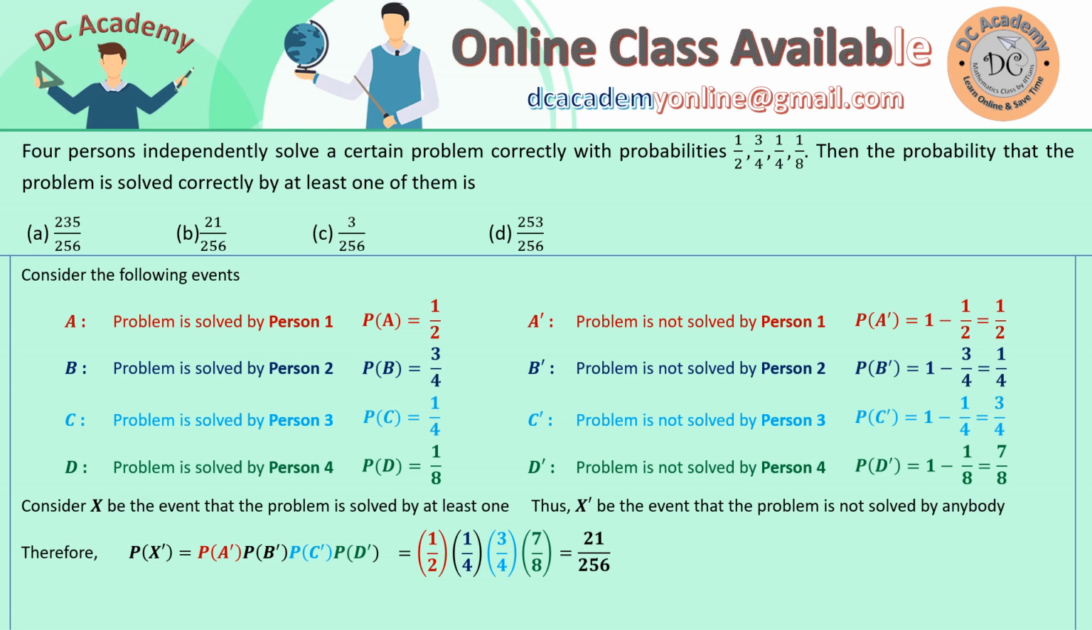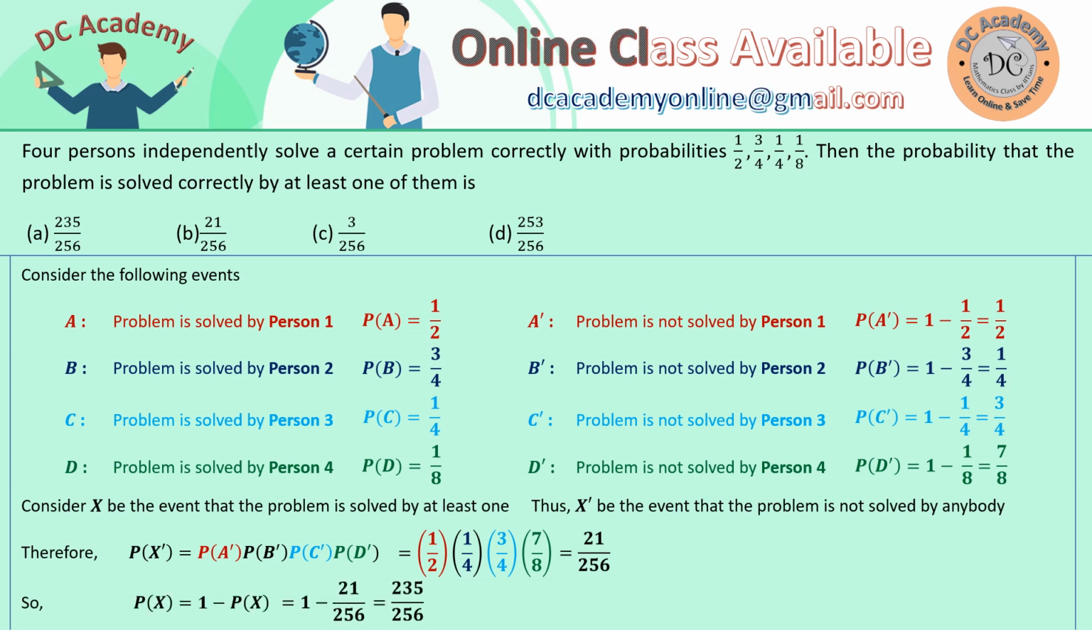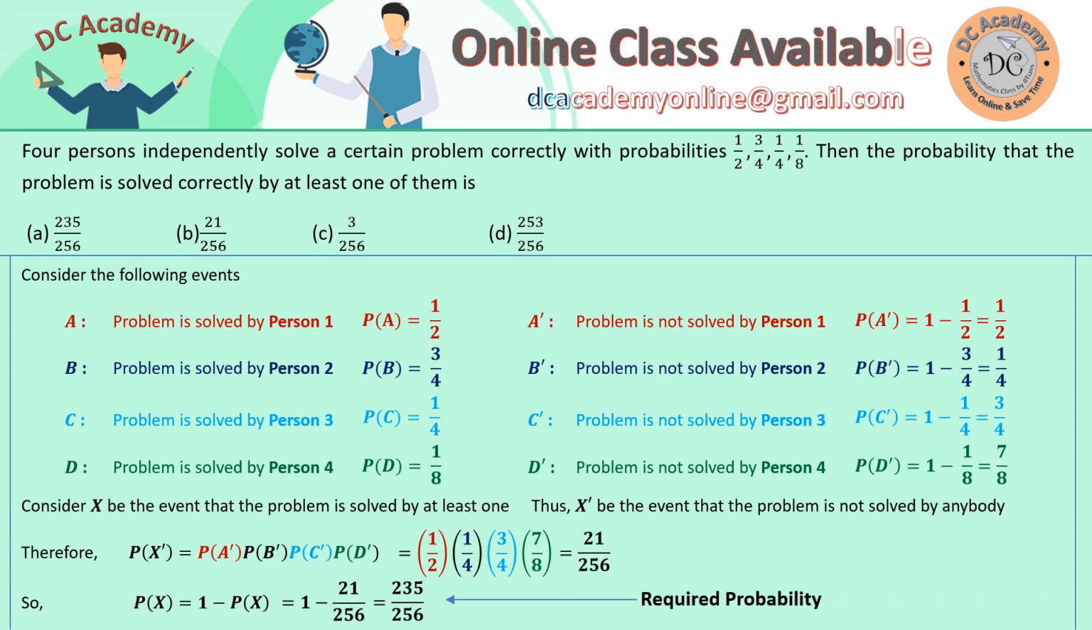So we just put them in and we calculate that the probability of X complement is 21/256. Therefore the probability of X is 1 minus 21/256, which gives me 235/256. And hence we obtain that in this particular problem, option A is the correct choice. So this is the required probability. And that's it. See, that's so simple. Hope you understood it.